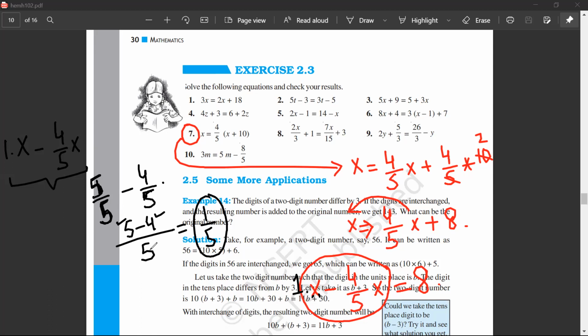I think now it should be okay. Yes, sir. 5 is the LCM and 5 minus 4. Satya, have you understood? Yes, sir. So whatever method you are comfortable with.